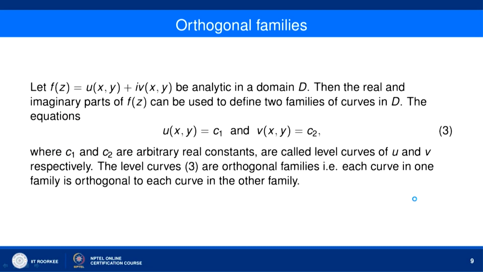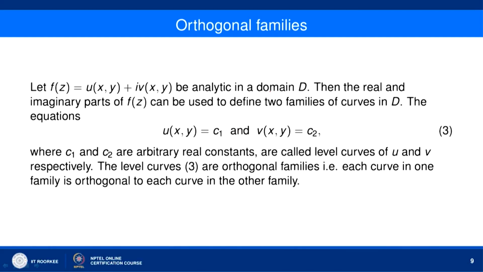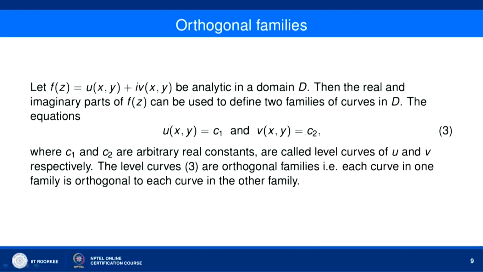Let us now discuss orthogonal families. This is a very important property of analytic functions. Let f z equal to u x y plus I v x y be analytic in a domain D, then the real and imaginary parts of f z can be used to define two families of curves in D. They are called as level curves. So, the equations u x y equal to c 1 and v x y equal to c 2, where c 1 and c 2 are arbitrary real constants, are called level curves of u and v respectively.